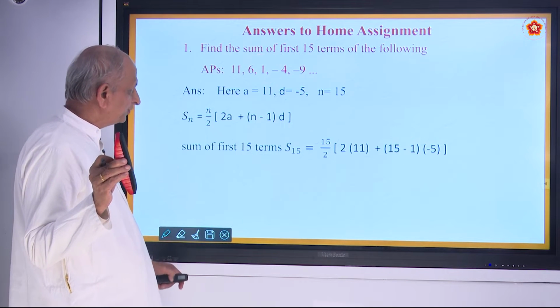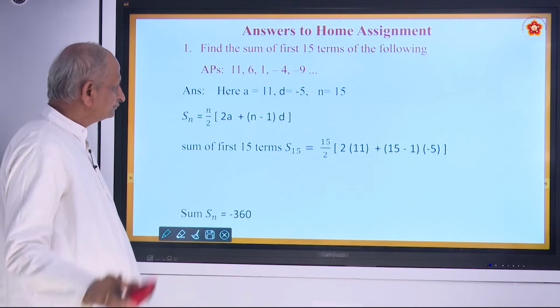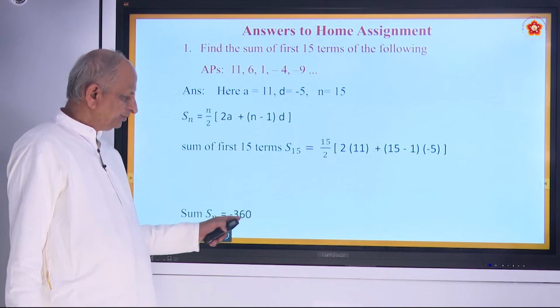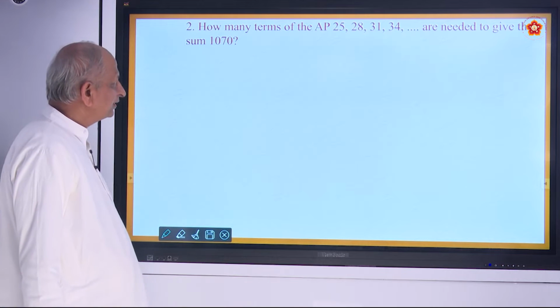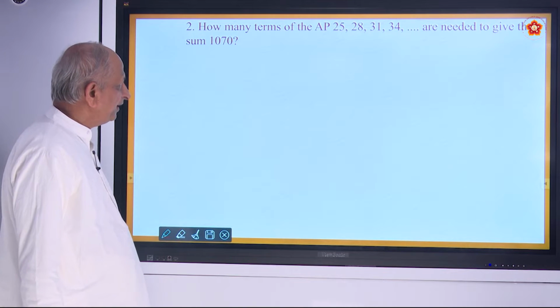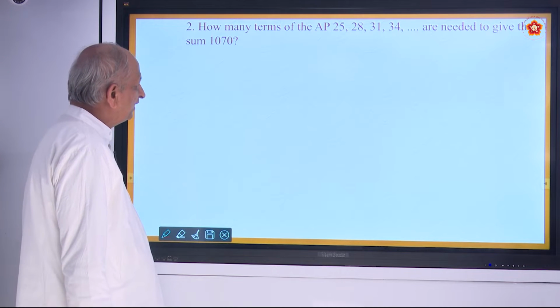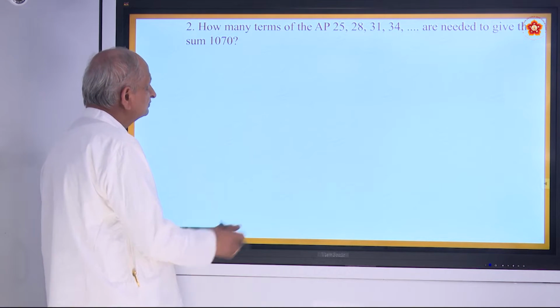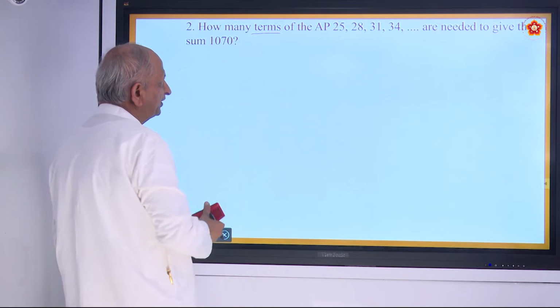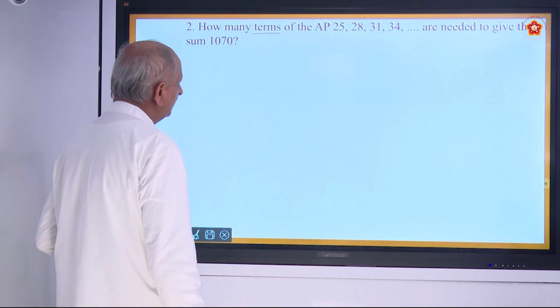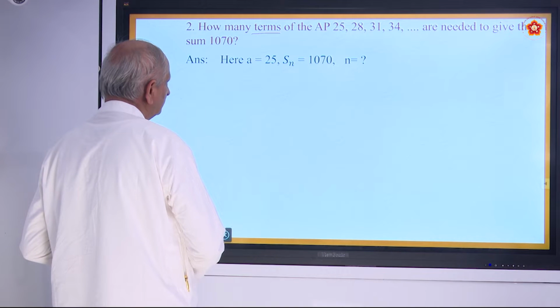Okay, now we will come to the second question. The sum Sn is equal to minus 360. Second question: how many terms of the AP 25, 28, 31, 34 are needed? How many terms they are asking? They have given the sum. Here a is given. How much is a?